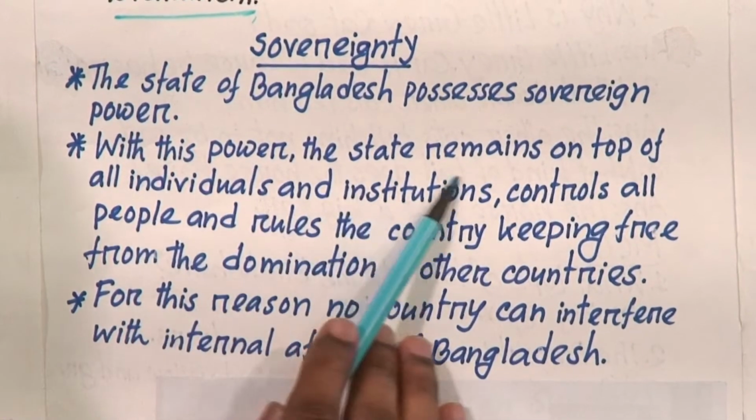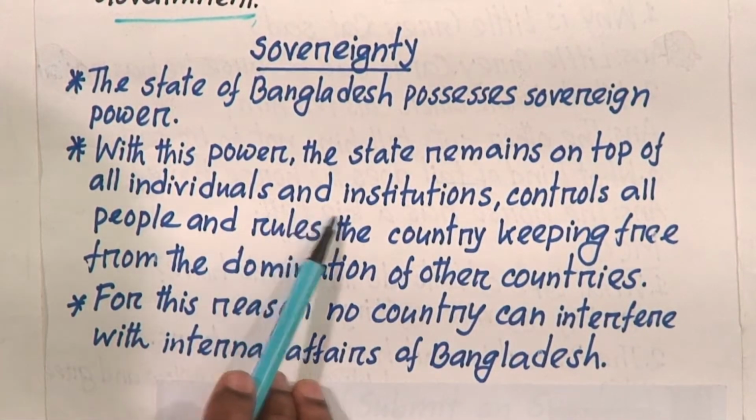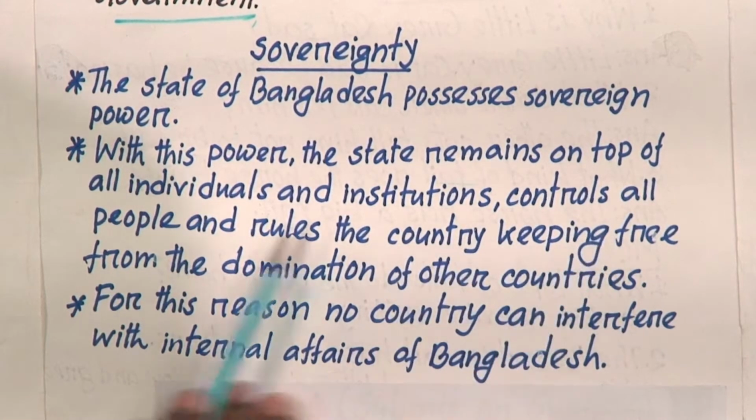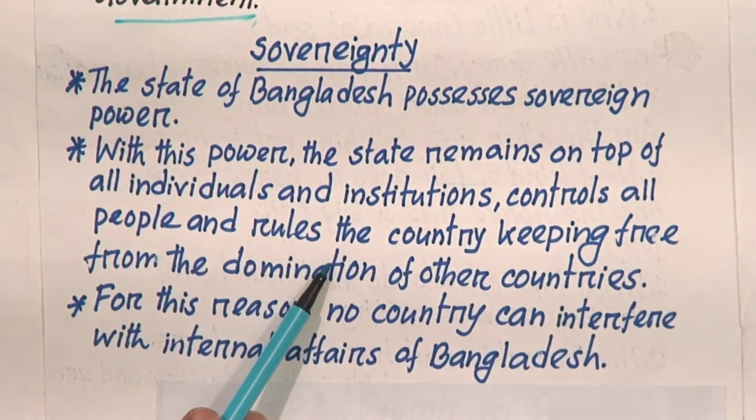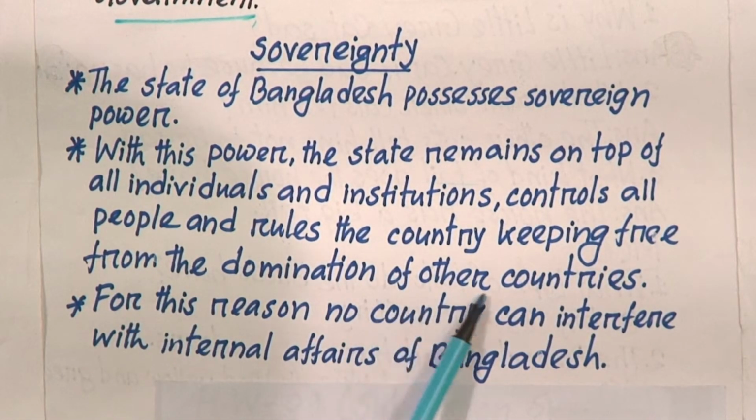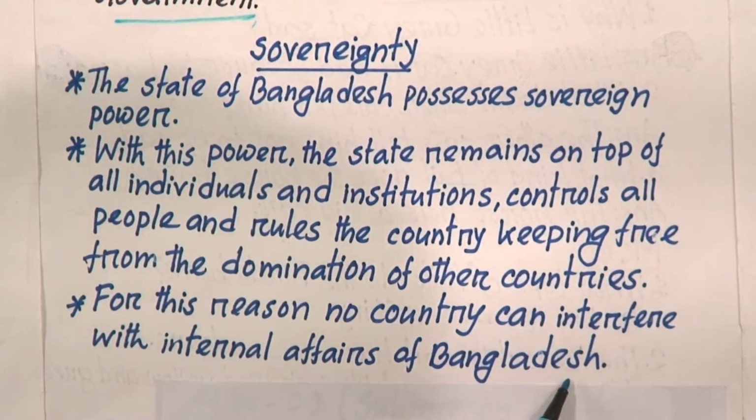With this power, the state remains on top of all individuals and institutions, controls all people, and rules the country, keeping free from the dominations of other countries. For this reason, no country can interfere with internal affairs of Bangladesh.